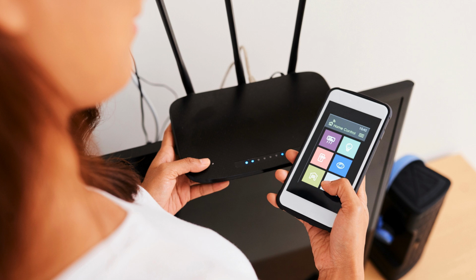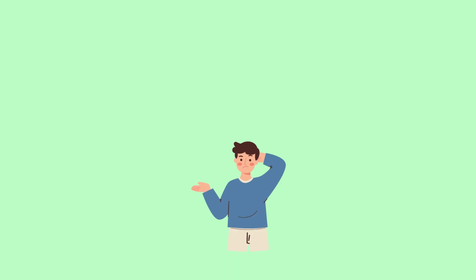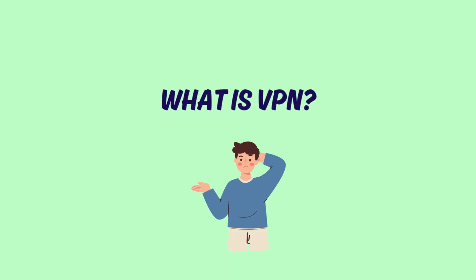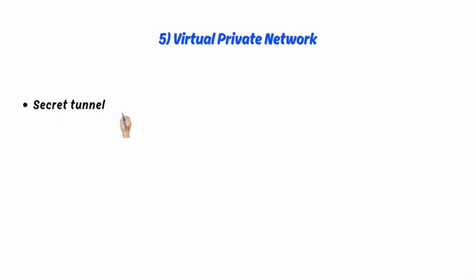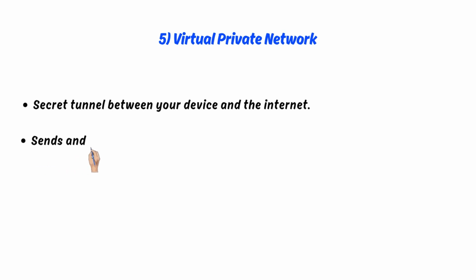Imagine you are sitting in a coffee shop and using the free Wi-Fi to check your email or make an online purchase. What you might not realize is that this public network is open to everyone, including hackers who can easily intercept your data. This is where a VPN, or virtual private network, becomes your invisible shield. A VPN acts like a secret tunnel between your device and the internet. As soon as you connect to the VPN, all the data you send and receive is encrypted, scrambled into unreadable code that only the VPN server can understand. This means even if someone tries to snoop on your activity, they will get nothing.